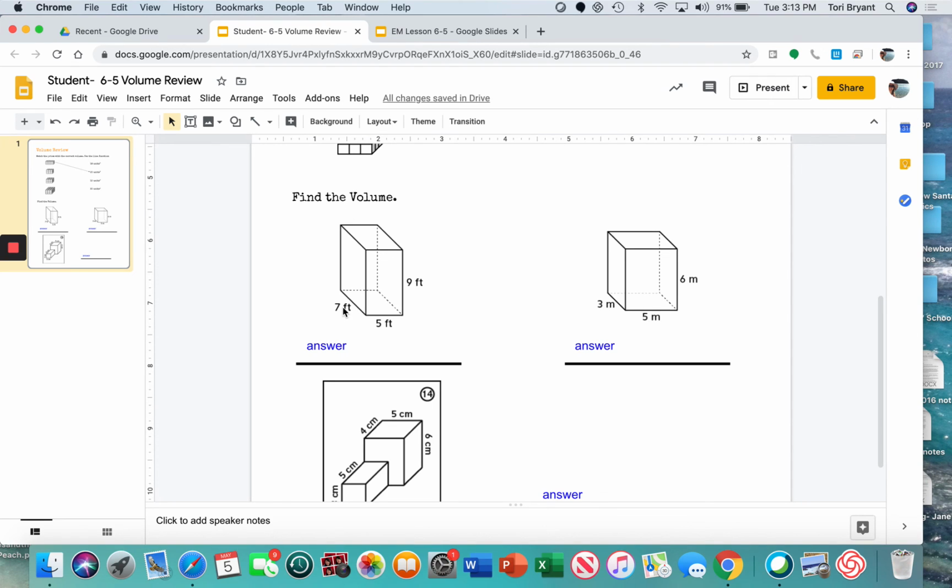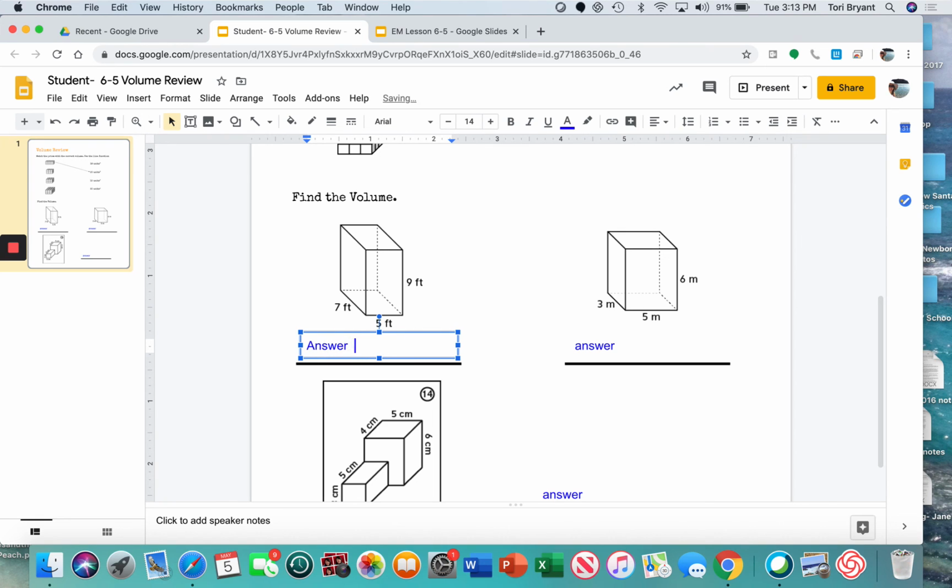So find the volume. You know you're going to do length times width times height. Multiply those three together. Do it on a piece of scrap paper. You're going to write your answer here. Pay attention to your unit. It's going to be feet cubed. And if you don't have to make the 3 small, you could just do this. Feet 3. Put that word answer back in there.